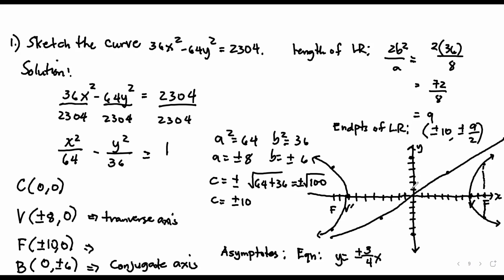negative 3/4. So, pwedeng umakyat. 1, 2, 3. Cut ka ng 3, punta ka sa left. 1, 2, 3, 4. Ito naman, baba. 1, 2, 3, 4. Punta sa, baba ka ng 3. 1, 2, 3. Punta sa left. Ay, sa right. 1, 2, 3, 4. It's also a line. Okay, line yan.